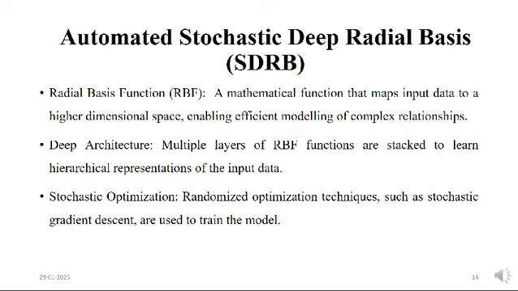So in this study, the automated stochastic deep radial basis algorithm has been used to identify the prediction level at a highly accurate level. The radial basis function, RBF, is a mathematical function which maps input data to a higher dimensional space, enabling efficient modeling of complex relationships. In the deep architecture, multiple layers of the RBF functions are stacked to learn the hierarchical representation of the input data. For the stochastic optimization, randomization techniques such as stochastic gradient descent are used to train the model for the future work.